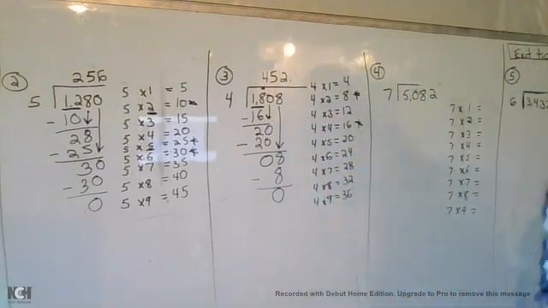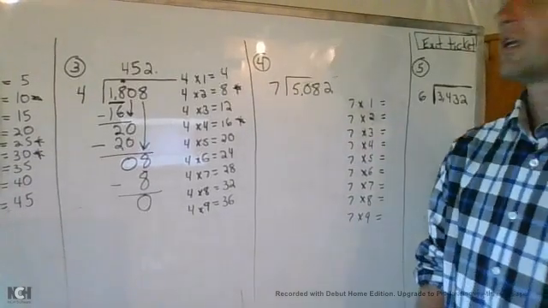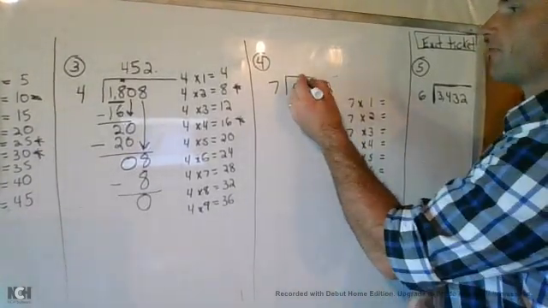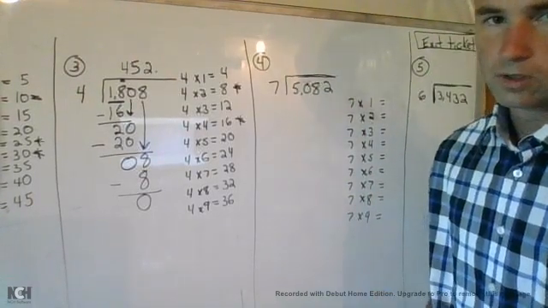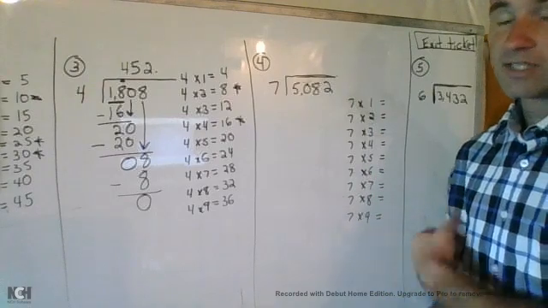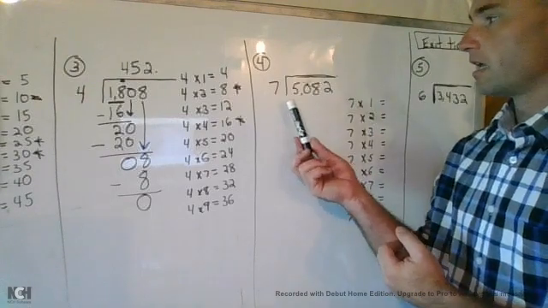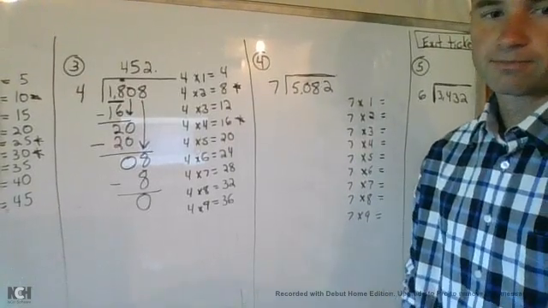Now let's move on to number 4. How many 7s are going into 5,082? Go ahead, solve your 7 times tables. Find the multiples of 7, and then solve the division expression. Hit the pause button now, please.